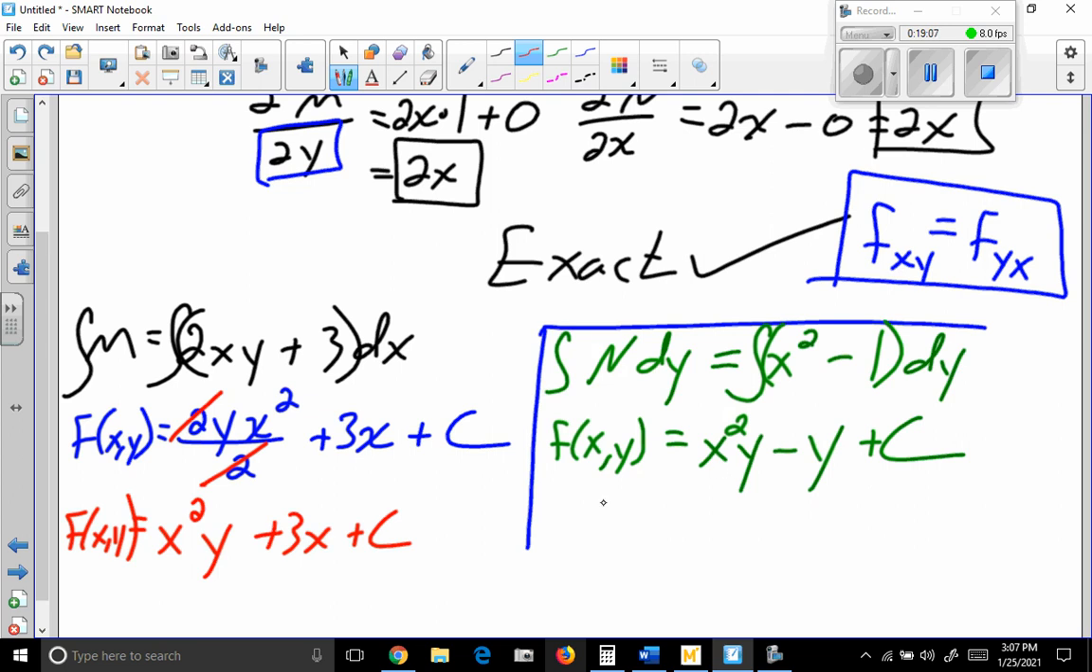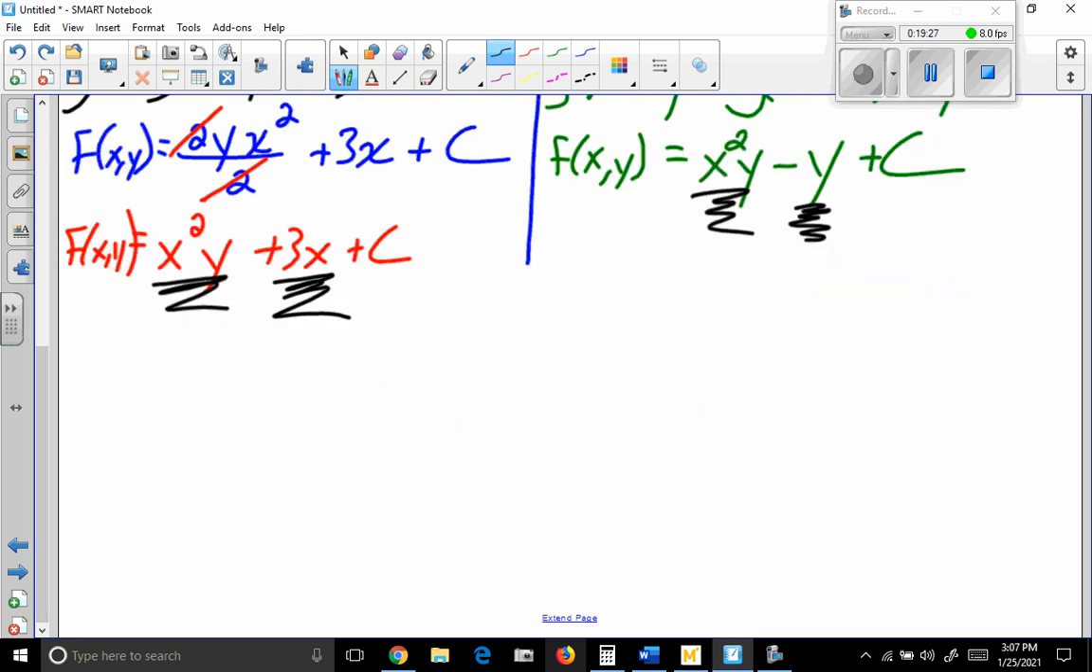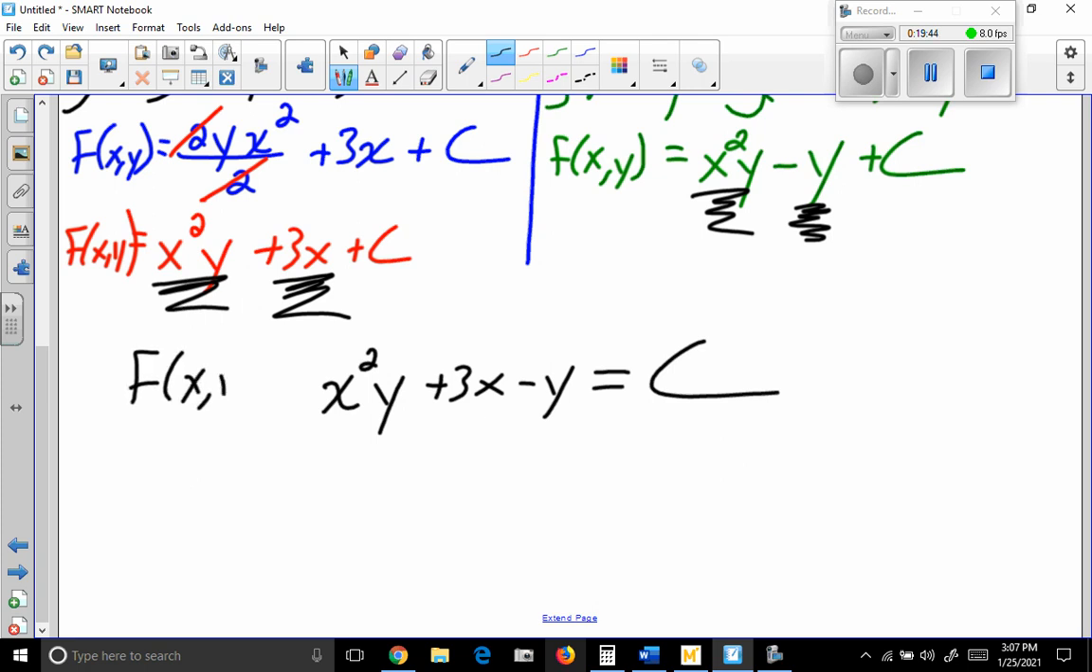Over here we have x squared minus y plus c, so we have some commonalities. Both of these have an x squared y. We have a 3x that we picked up when we integrated with respect to x. We picked up a y when we integrated with respect to y, and then we can have some arbitrary constants. So our function will be x squared y plus 3x minus y, and we're going to move the constant to the other side. So if we move the constant to the other side, that'll just be c. That's f, the function of x and y.